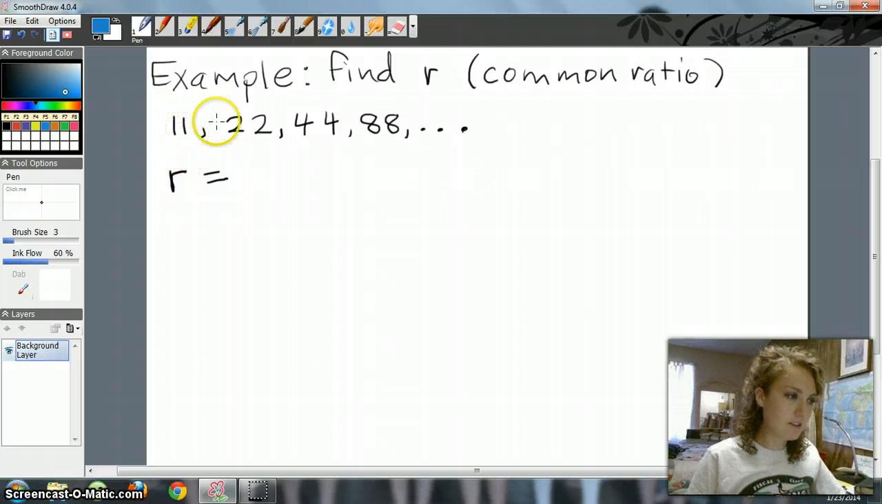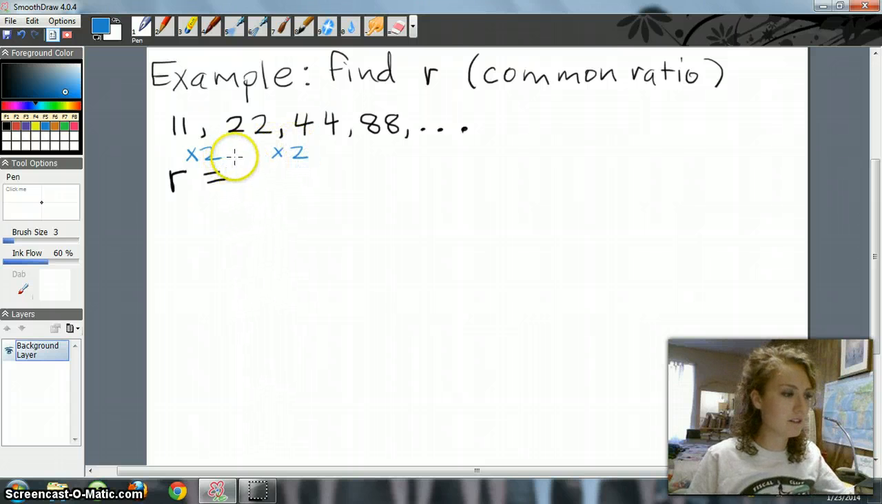To get from 11 to 22, what did we have to multiply by? To get from 22 to 44, what do we need to multiply by? And to get from 44 to 88, what are we multiplying by? It's all the same number, which means it is a geometric sequence, and we're multiplying by 2. That's a pretty easy one, isn't it?